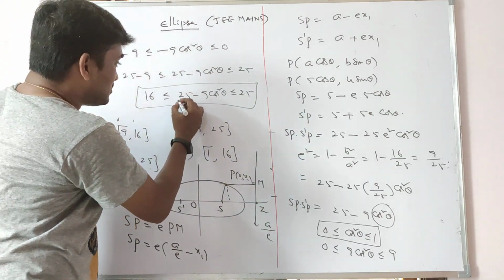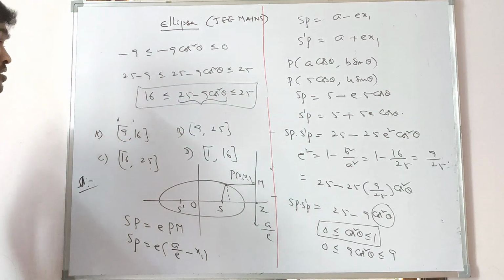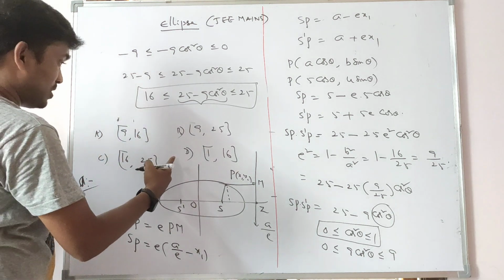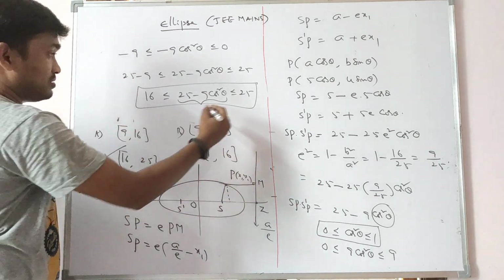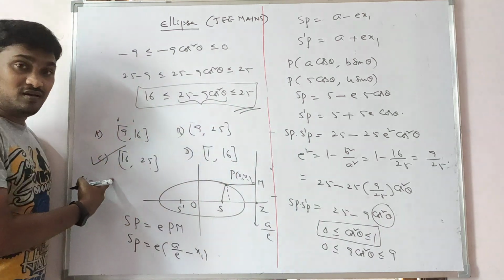Now what is this? That is SP into S dash P. So what is the option here? C. That is the answer. Check it.